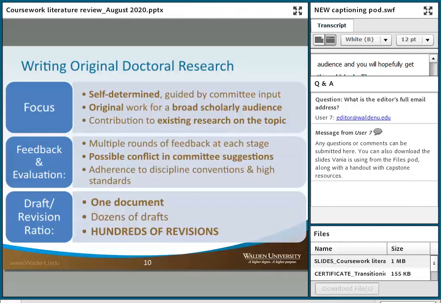When you're writing original doctoral research, consider this for your feedback and evaluation. With a paper, you get a grade, you're done, you move on. With this, you're going to have multiple rounds of feedback at each stage. Your prospectus is going to go back and forth, back and forth. You can put your heart and soul into a document, send it off to your chair, and they're going to say, here's a hole, here's a hole. The idea is that by receiving so much feedback, you are creating something that is heavily rigorous.